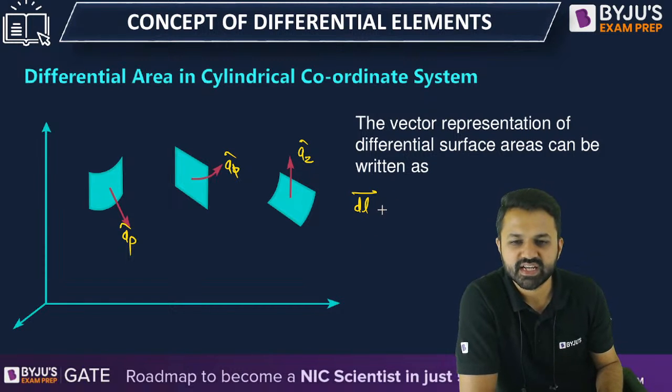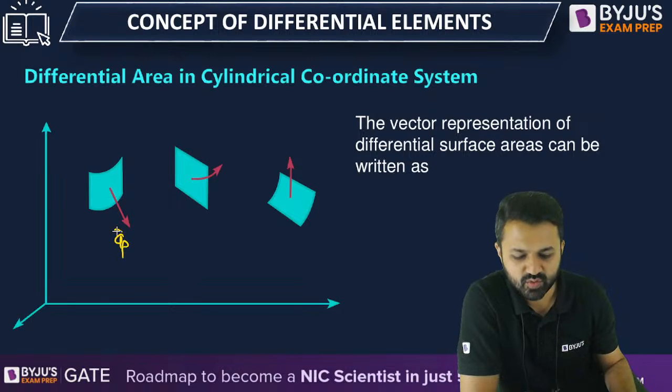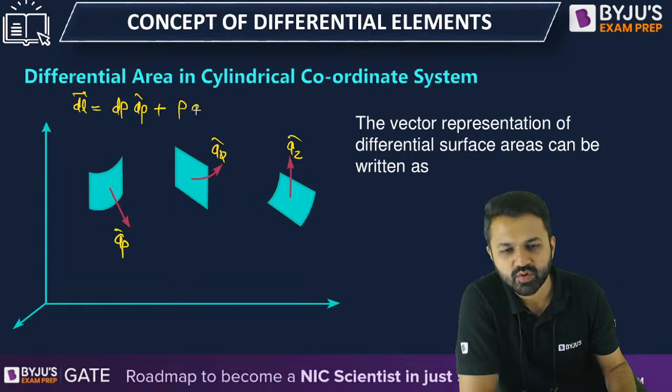I told you how to write the differential length. What is the differential length? The differential length is d rho a rho cap, then rho d phi a phi cap, and dz a z cap.